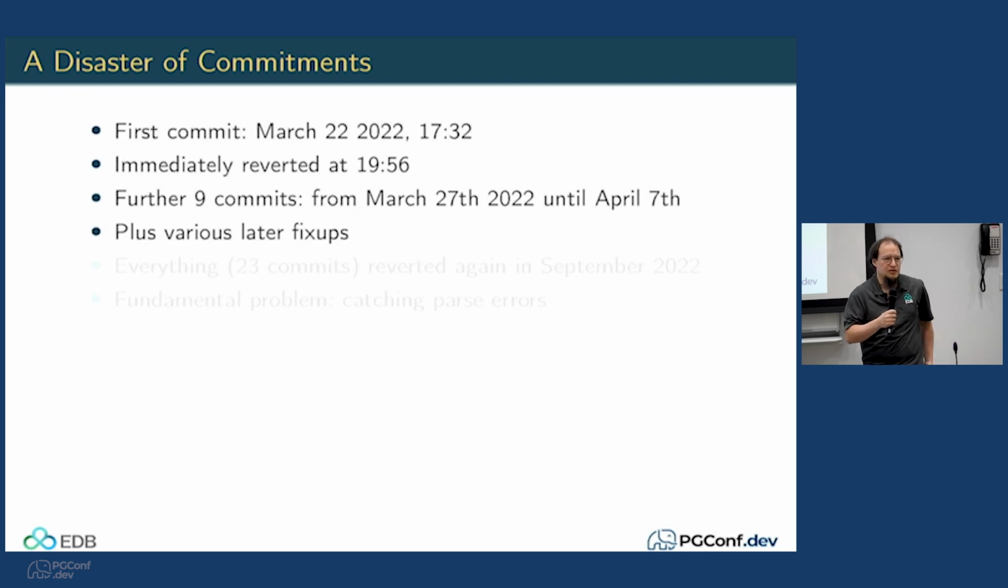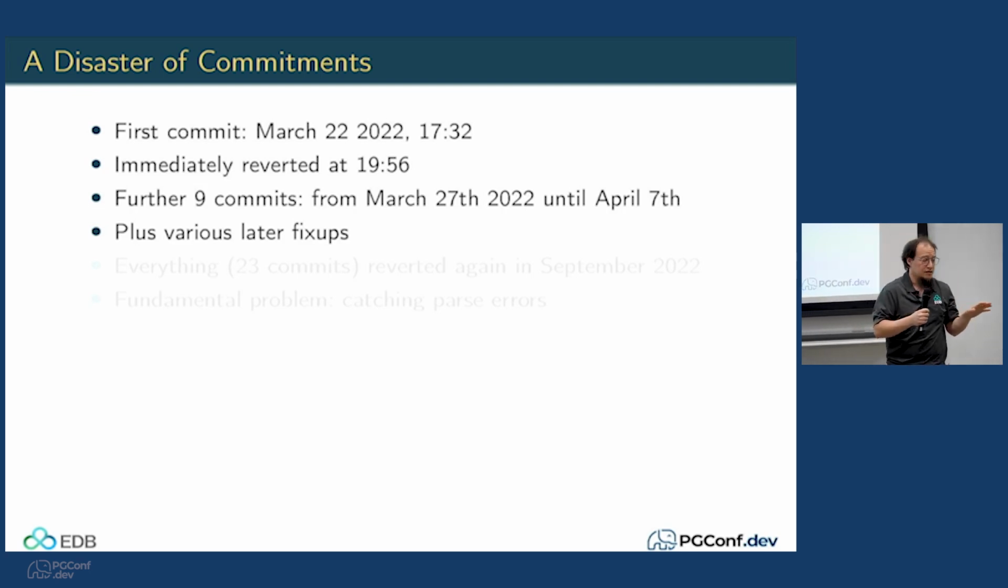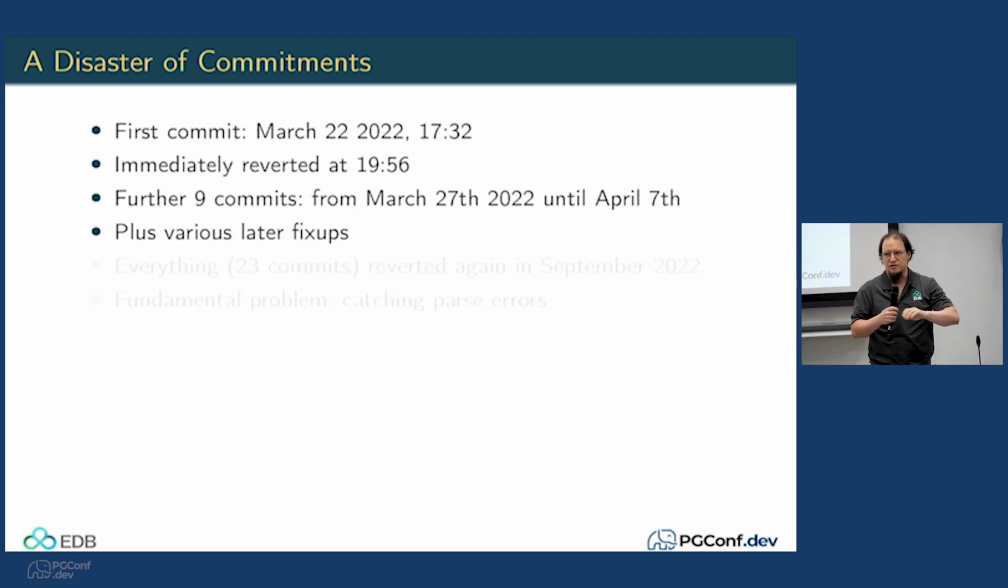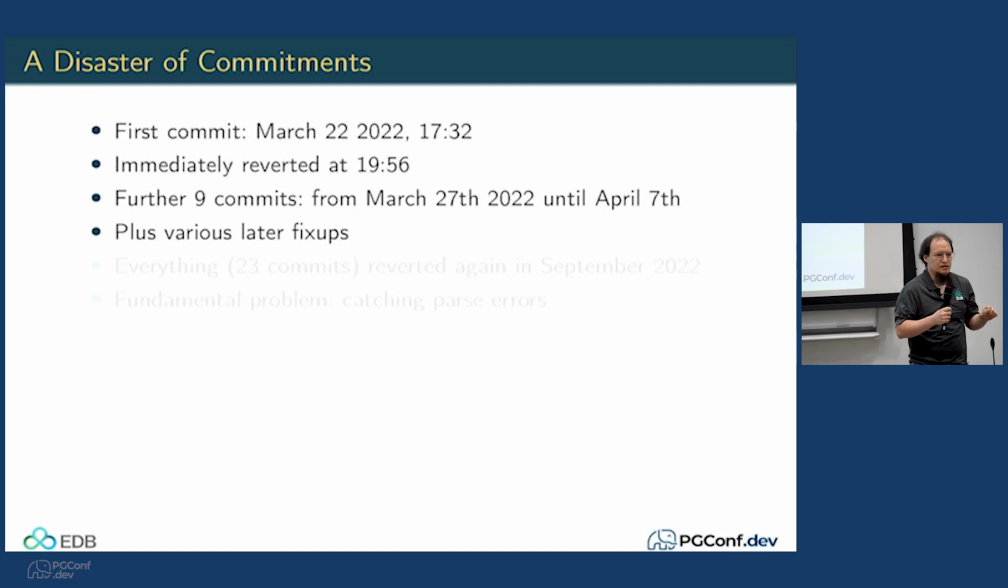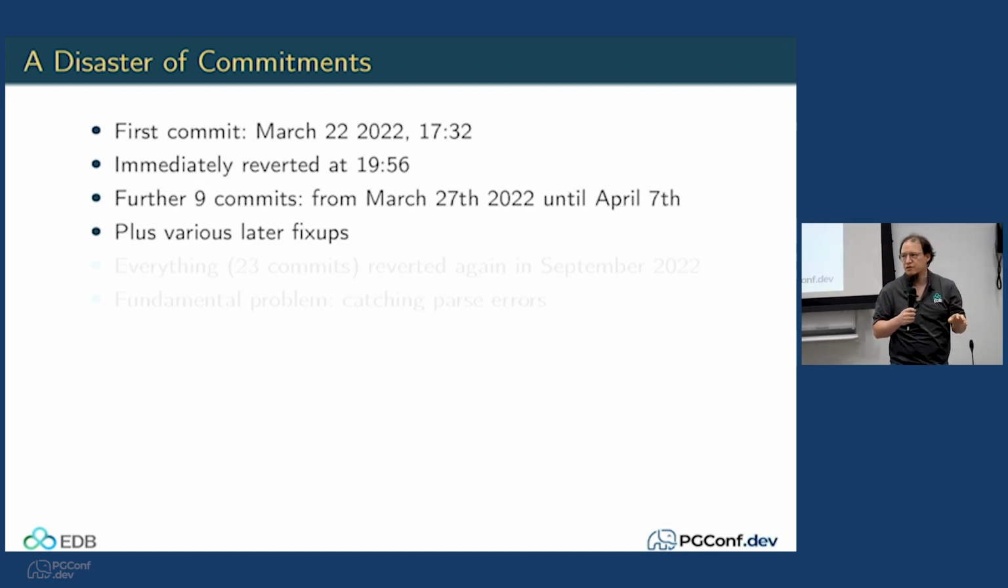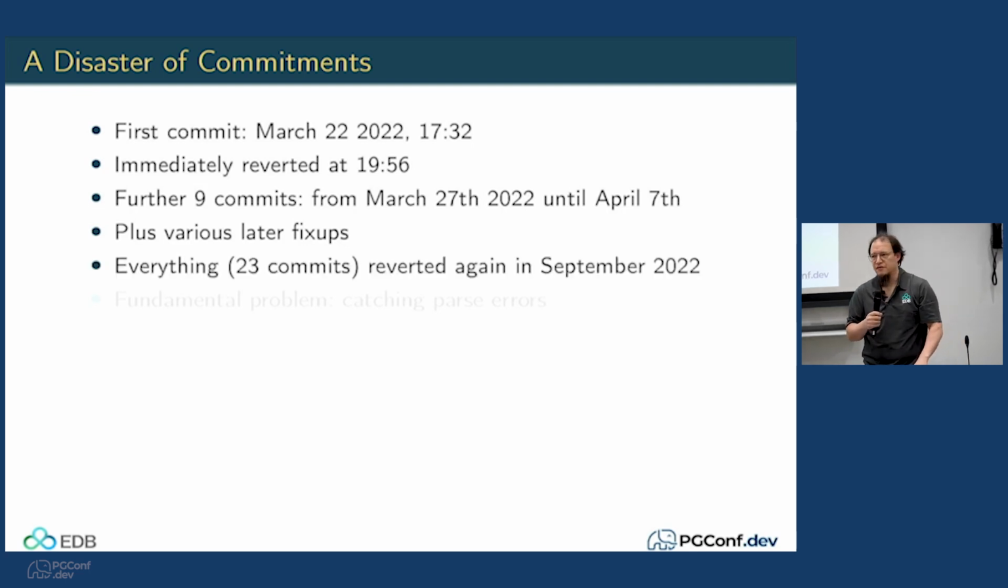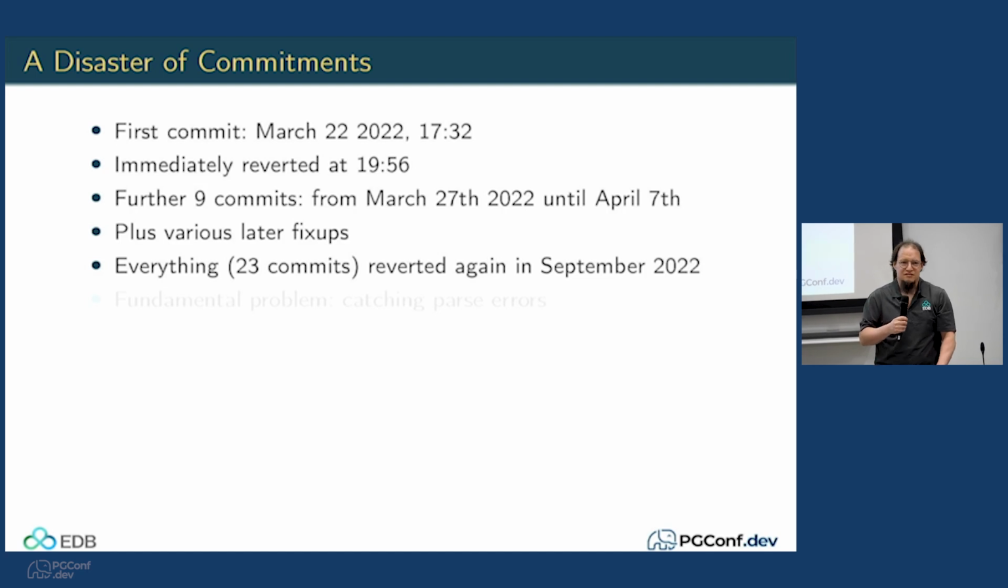And then 9 large commits were made from March 27, 2022 until April the 7th. So if you are familiar with the commit fest schedule for Postgres, this was the absolute latest commit fest for the Postgres release at the time. And it was all done at the very last minute. And everybody wanted to have SQL JSON. But sadly, there were further problems that were discovered again much later, and it was quite a disaster.